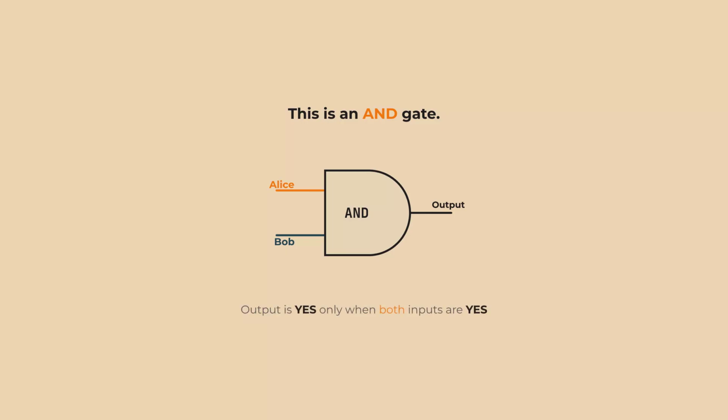This is actually a well-known logic gate called an AND gate. It takes two inputs and produces one output. The output is yes only when both inputs are yes. This is exactly the logic we need.